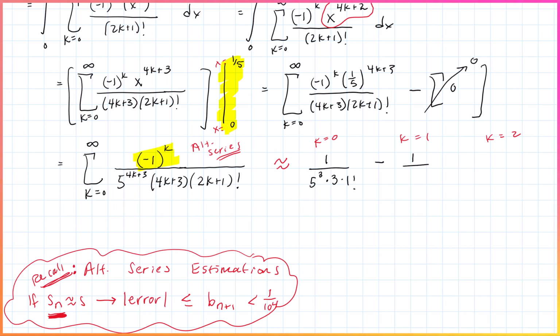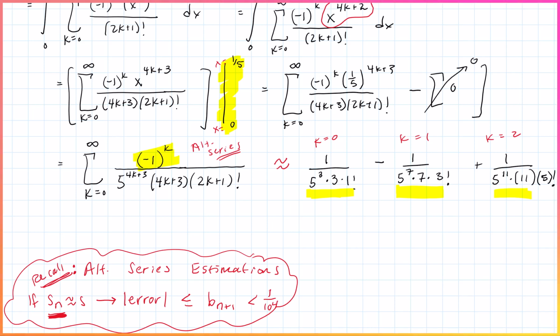Then we get minus 1 over, when we plug in 1, 5 to the 7th times 7 times 3 factorial. And then when we go to the k equals 2 term, it's an alternating series, so we get a positive 1 over 5 to the denominator. Notice real quick how quickly those denominators are expanding. Watch this one. We're going to end up with 5 to the 11th. That is a very big number already before I even multiply by 11 and then multiply by 5 factorial.